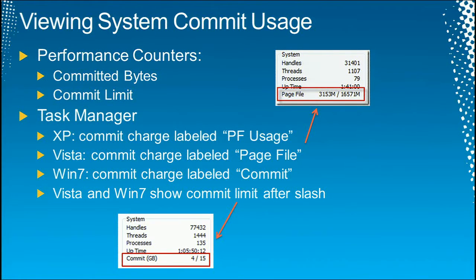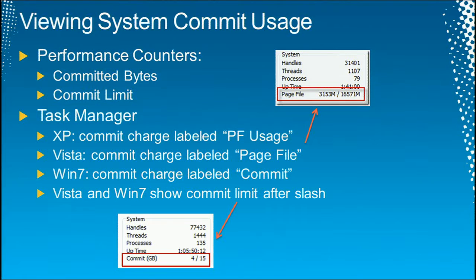In XP, the commit charge was labeled PF Usage. In Vista, they expanded the PF to Page File Usage. In Win7, they changed it to Commit. And in Vista and Win7, they show the commit limit after the slash. They don't even label it, just assume that you know what that is.